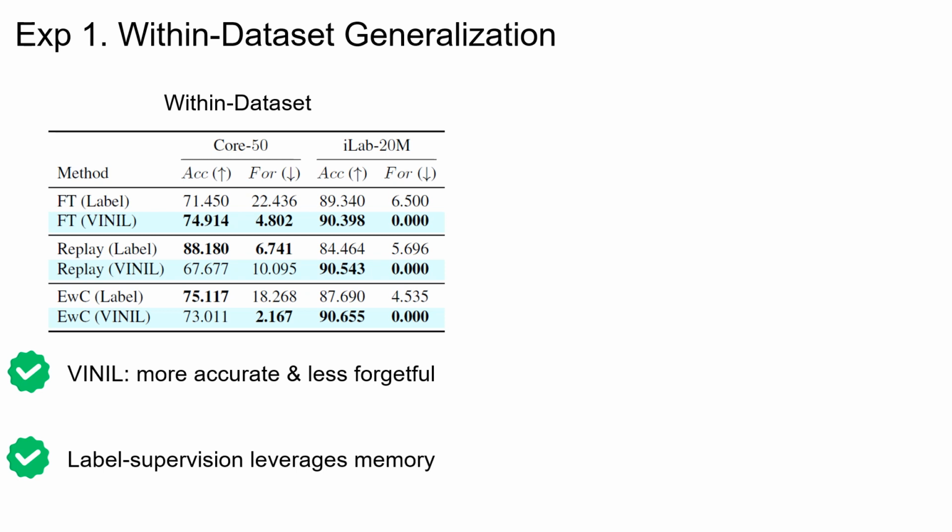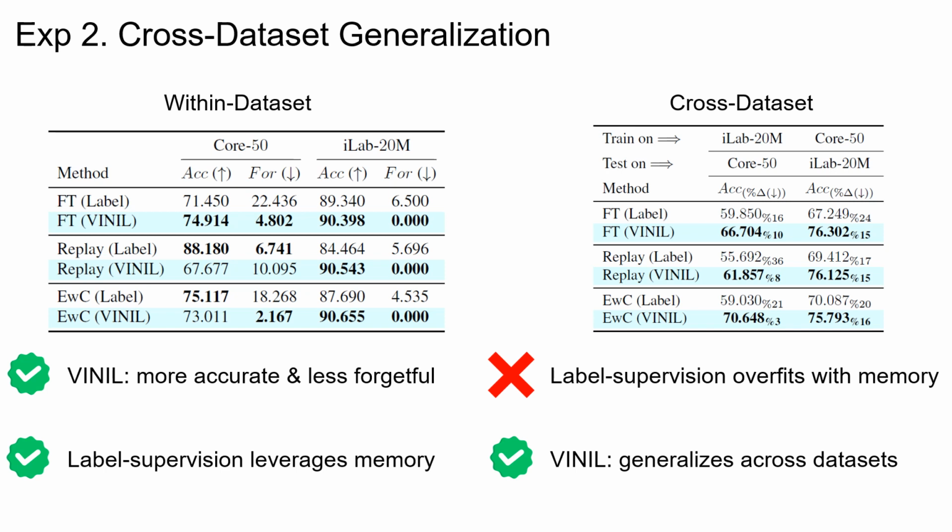To better understand this phenomenon, we basically perform another analysis where we train and test on different datasets. Basically, we train on iLab 20 million and test on Core 50, and vice versa. Firstly, we observe that replaying with labels leads to a strong drop in performance. As you can see, for example, replaying with labels leads to a 36% drop with respect to the original setting. This simply indicates that replay generalizes by overfitting, or in other words, replay overfits to the training source dataset.